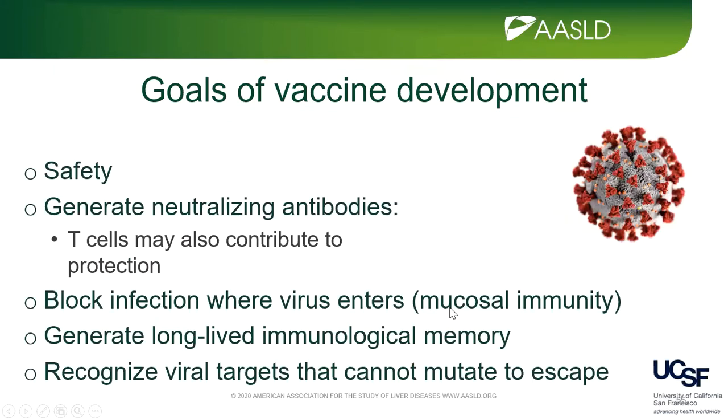So the goals of vaccine development, number one, are to generate vaccines that are safe. Needless to say, when we vaccinate healthy people, we don't want to cause them harm. We don't want to cause them intolerable subjective effects. And certainly we don't want to cause long-lasting damage. The next goal of vaccine development is to generate neutralizing antibodies.